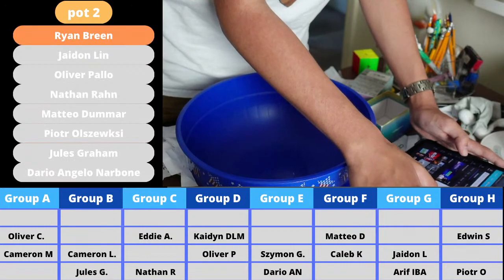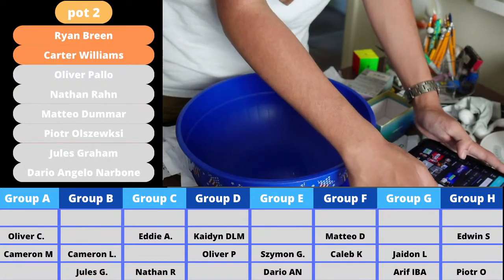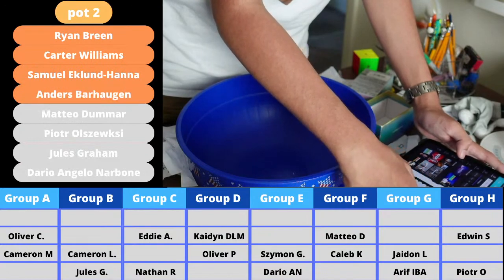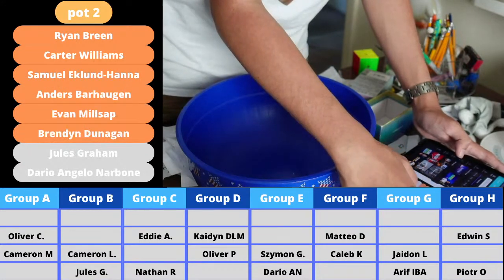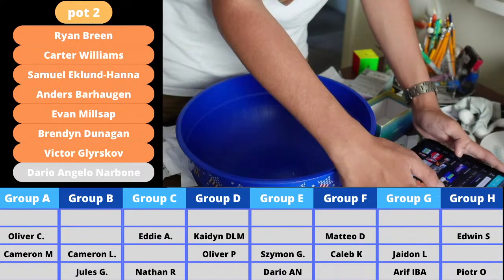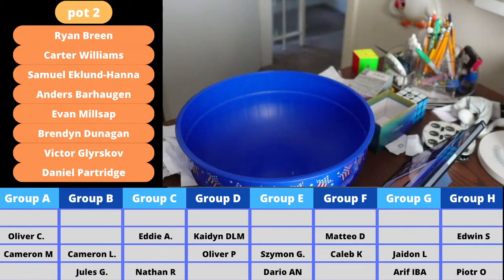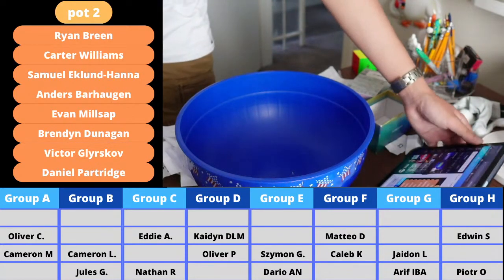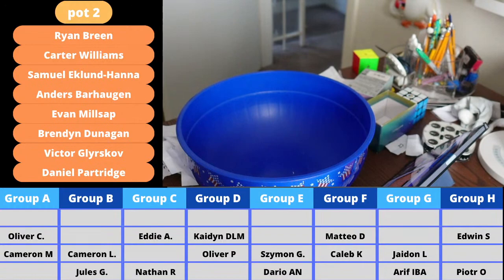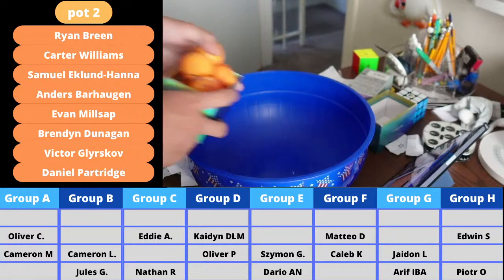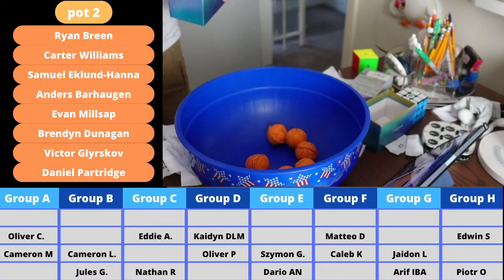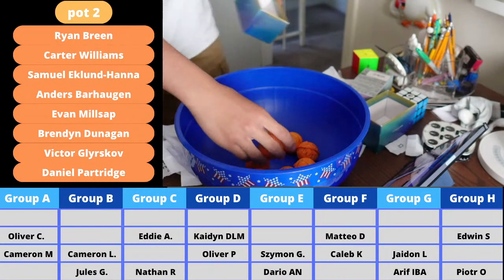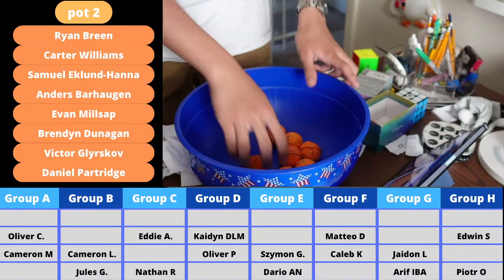In pot 2, we have Ryan Breen, Carter Williams, Samuel, Anders, Evan, Brendan, Victor, and Daniel. All right. So, without further ado, let's move on with pot 2. That rhymed. Pot 2 out of here. All right. Let's move on to pot 2. All right, let's begin.